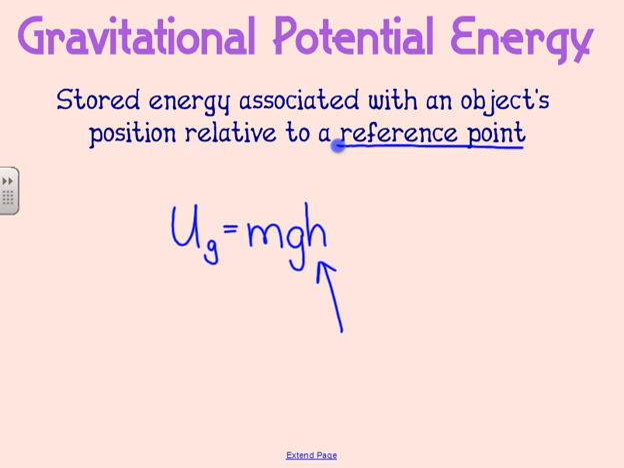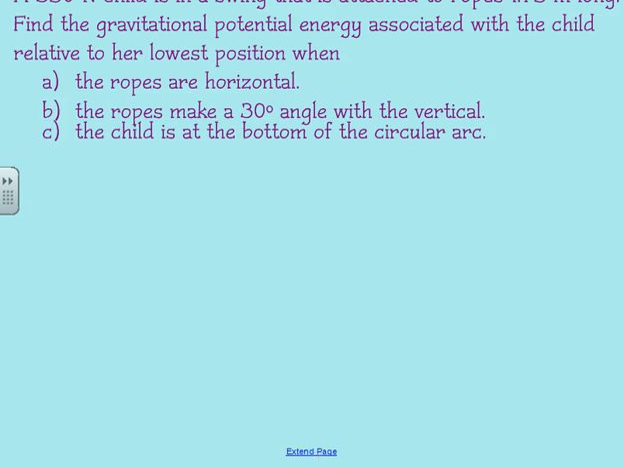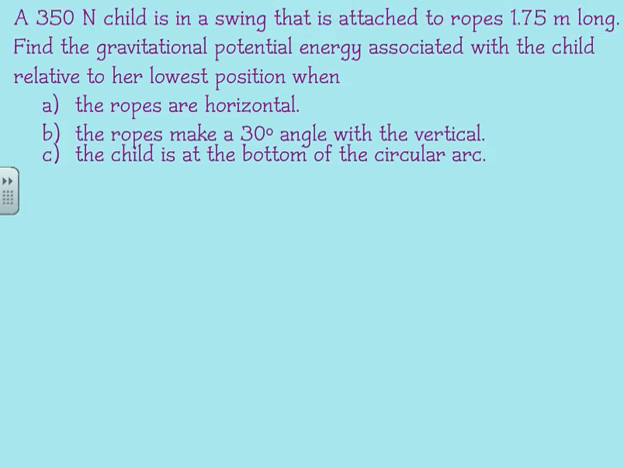So let's look at a problem that uses this equation. In this problem, number 24 in your textbook, a 350 Newton child is in a swing that's attached to ropes, and these ropes are 1.75 meters long. We're going to look at how much gravitational potential energy this child has at three different positions: when the ropes are horizontal, when the ropes are at an angle, and when the ropes are vertical.